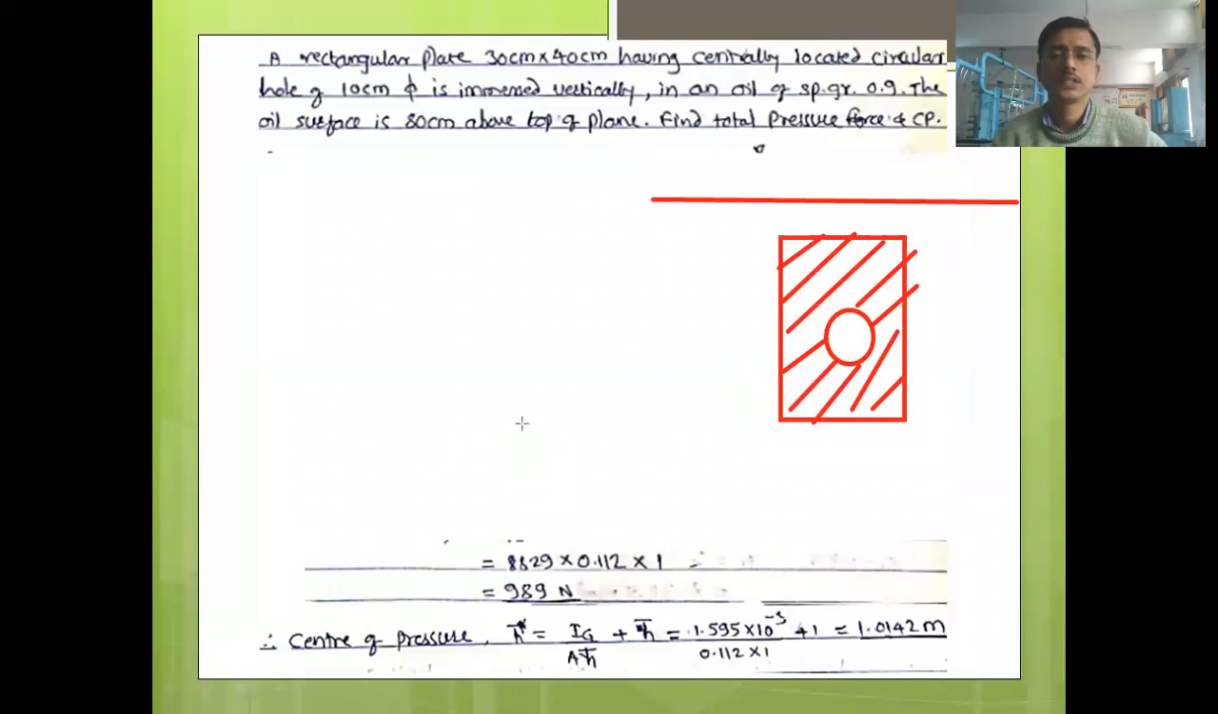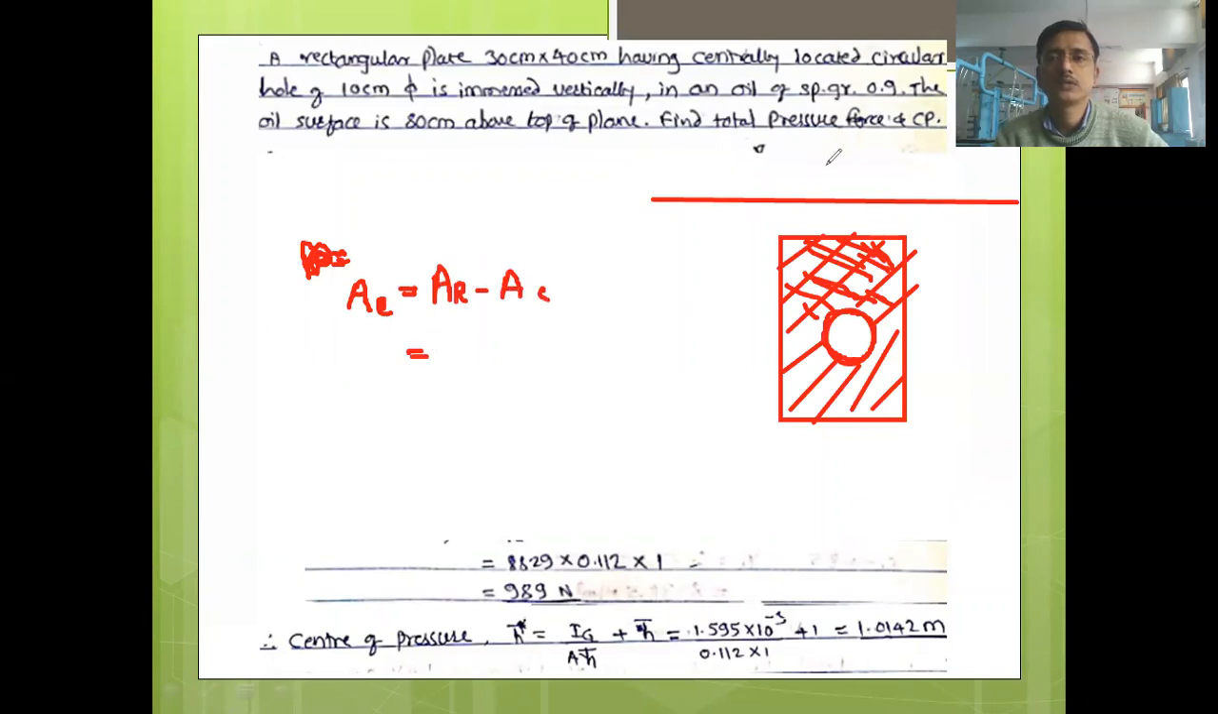Then, for finding the total pressure force, what we have to do? We first find the area of this entire rectangle. Then we have to subtract the area of this circle. Let us name it the effective area. Effective area is equal to area of rectangle minus area of circle.